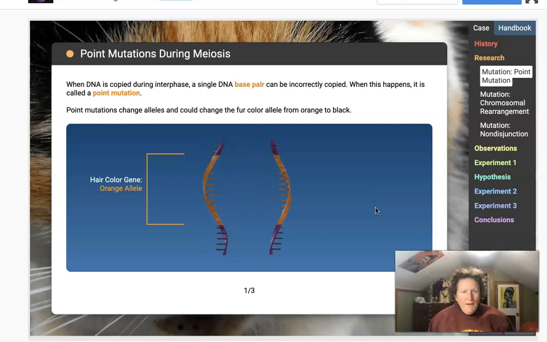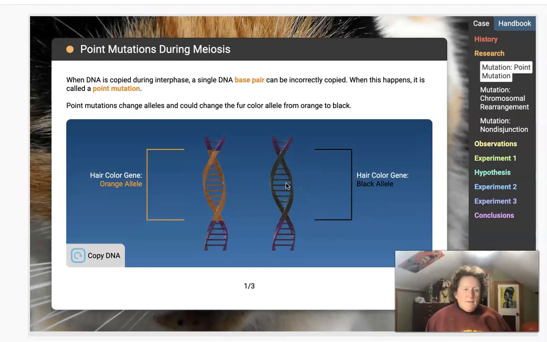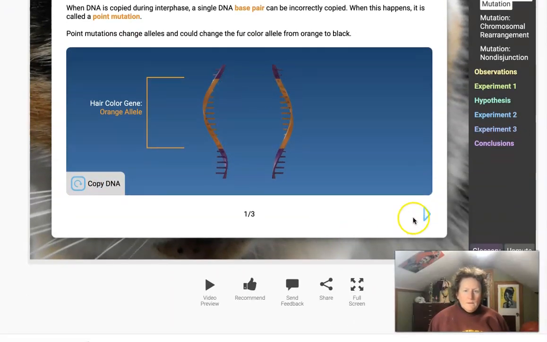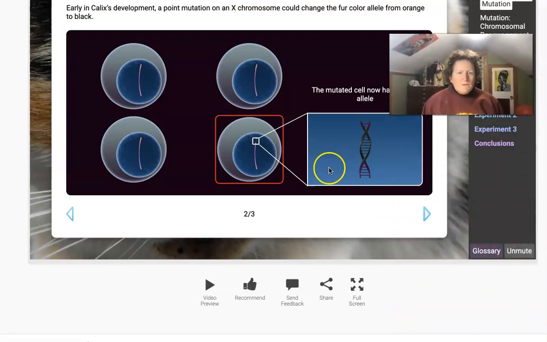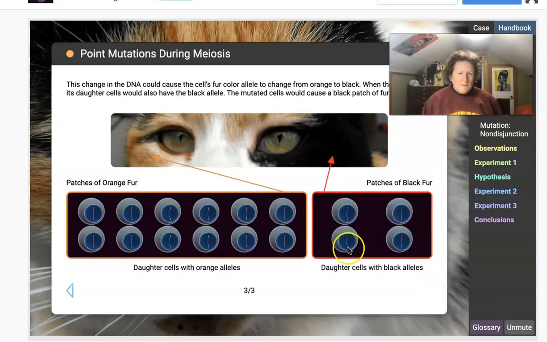One of the hypotheses here is that a point mutation caused the orange allele to become a black allele in Calix. So the mutated cell in Calix would now be black. A point mutation in an X chromosome could change some of his orange alleles into black alleles. That's one of the hypotheses.